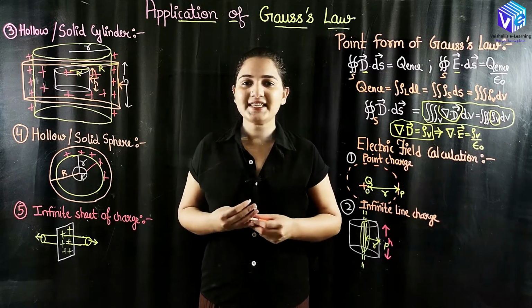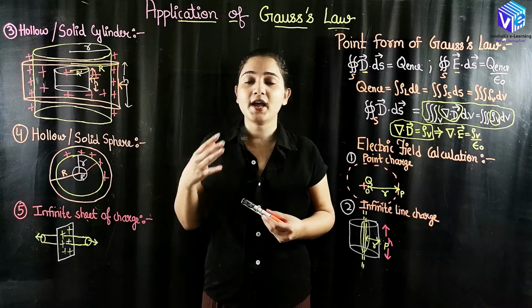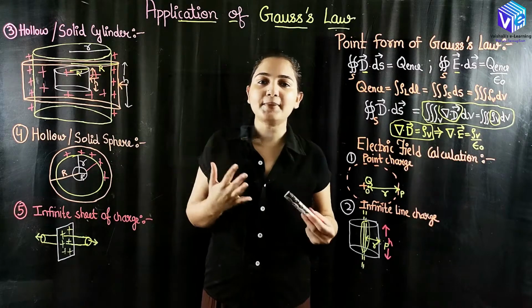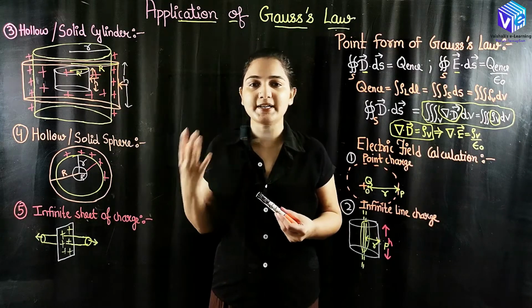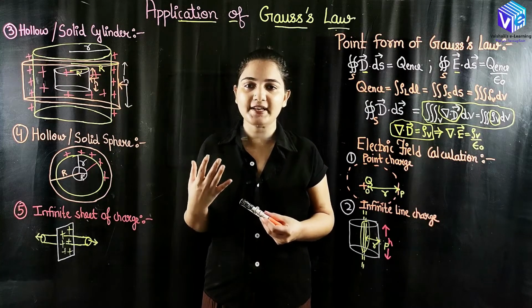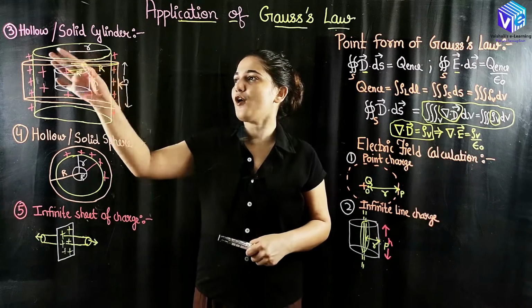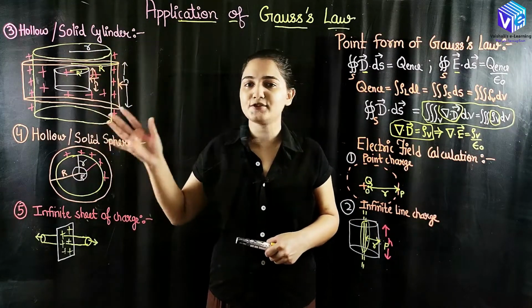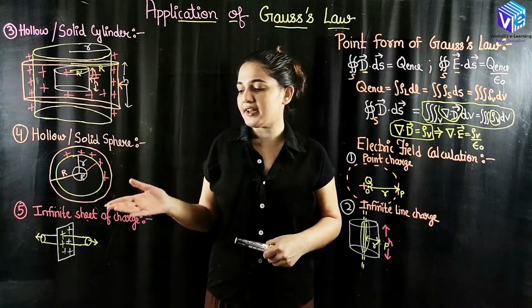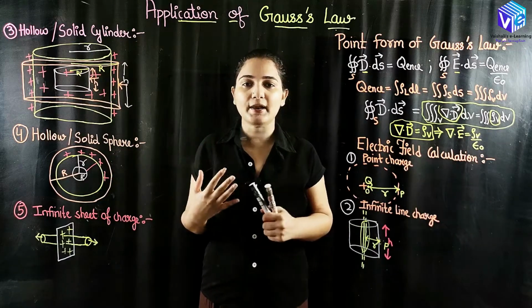I hope you all have seen the previous video where I discussed what is Gauss's law, and I have already found out the electric field with the application of Gauss's law for some symmetrical cases. Here we are extending our discussion and will be finding out the electric field for the point charge, for infinite line charge, for hollow and solid cylinder, hollow and solid sphere, and for infinite sheet of charge. So we are finding out all of these things with the help of Gauss's law.